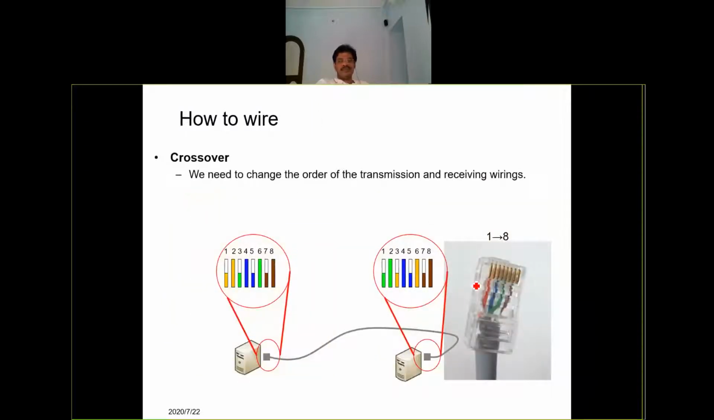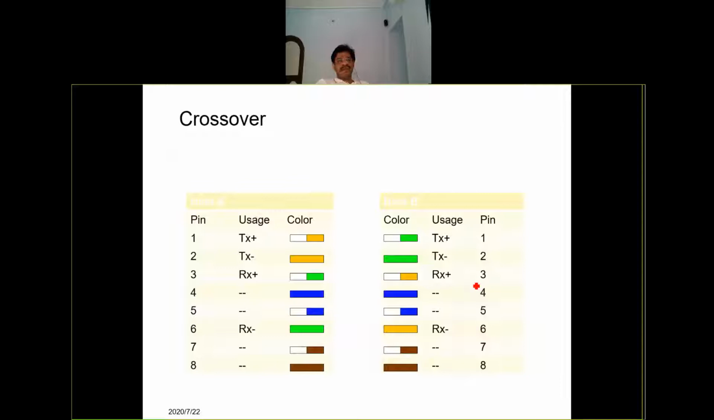And whenever we are changing the connectivity format, see now, the white orange at one end is connected at pin number 1. At the other end, the white orange is connected at pin number 3. Similarly, the orange at pin number 2 at one end is connected to pin number 6 at the other end.